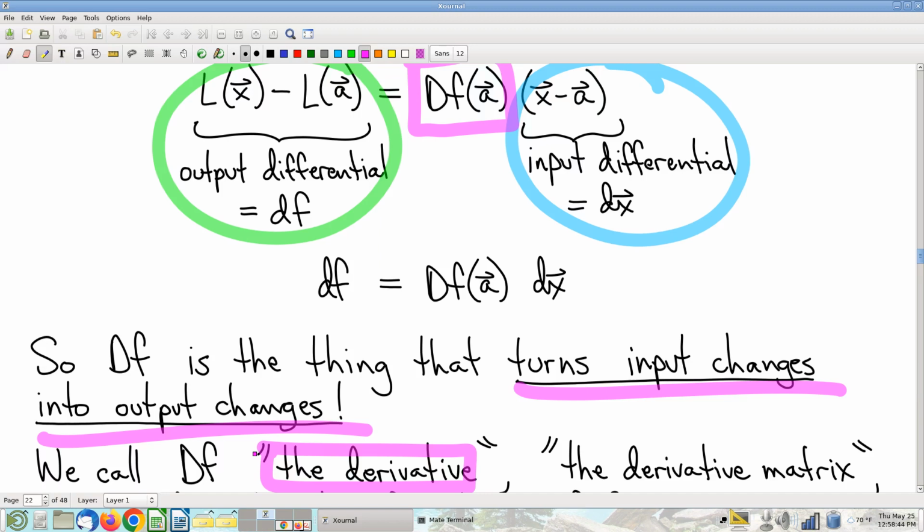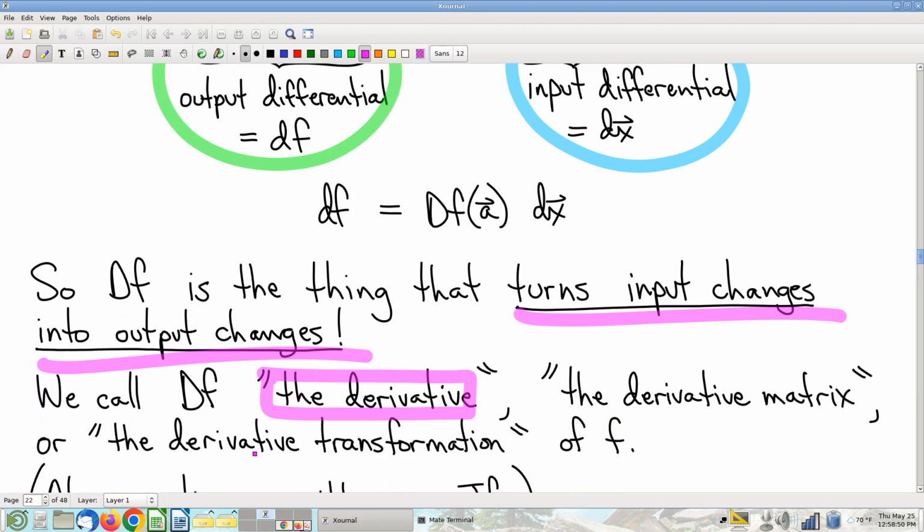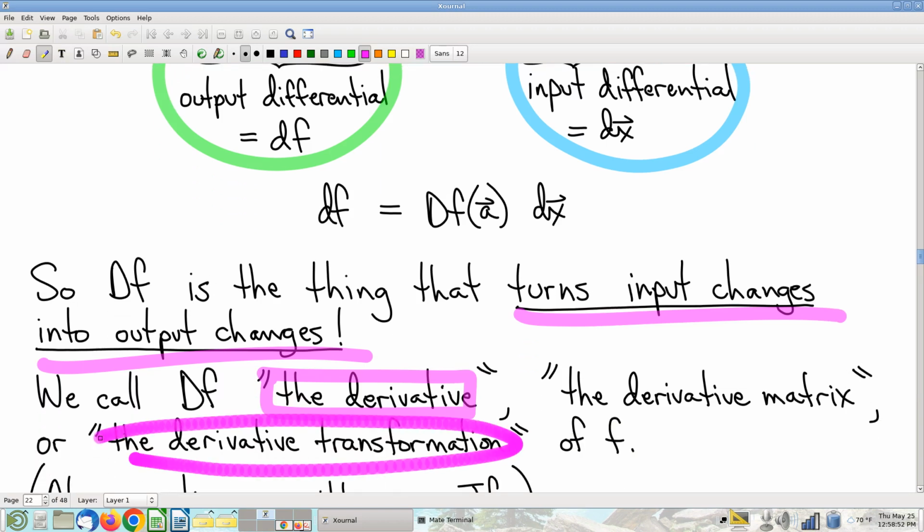It's a matrix. Or, depending on who you're talking to and how general you want to be, it's the linear transformation defined by this matrix, and we call it the derivative transformation. Or, again, if thinking of it as a matrix, sometimes people say the derivative matrix.